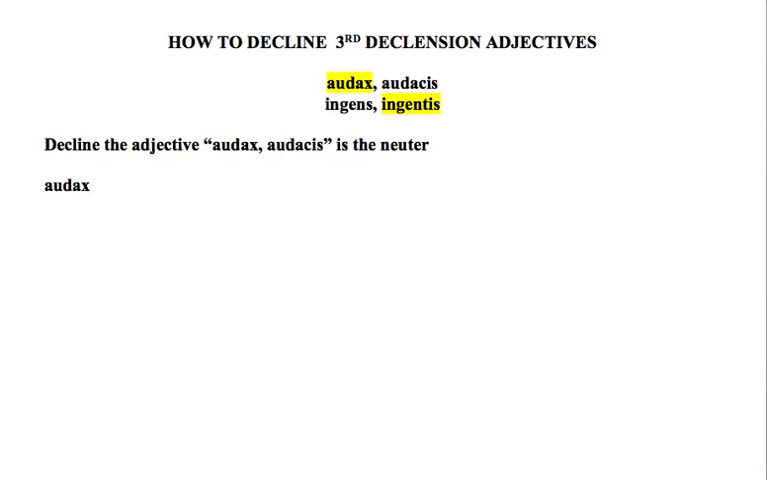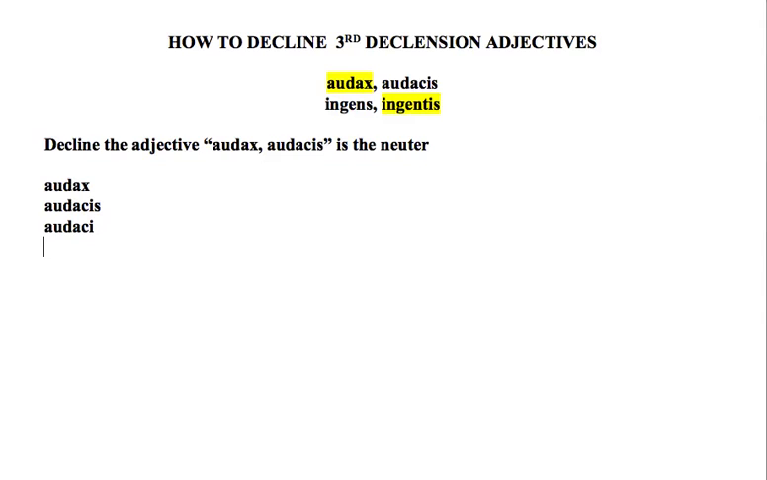We start by writing the nominative singular form, which is audax. We continue by writing the genitive singular form. And then we follow that by getting the base of the adjective and adding the appropriate ending. So we're at the dative, so we'll add I.